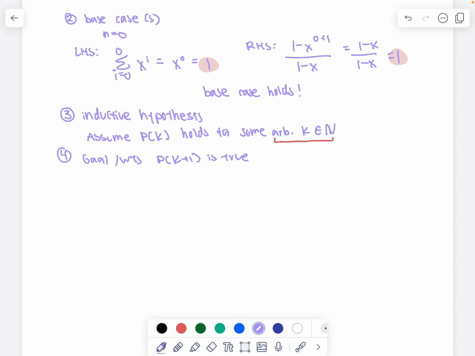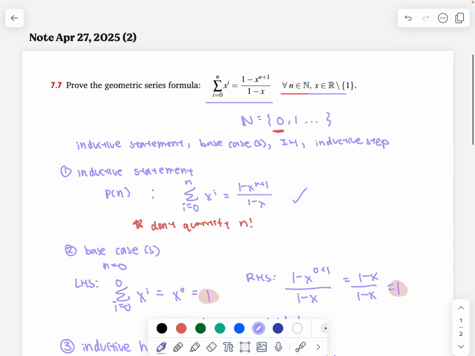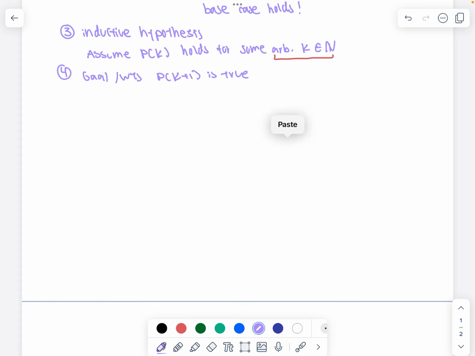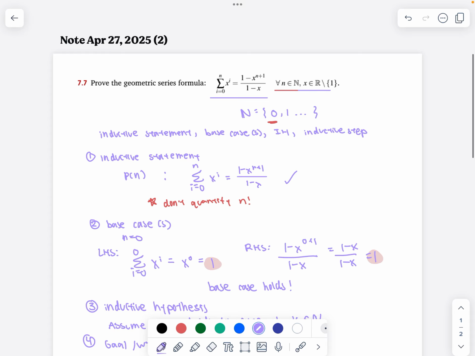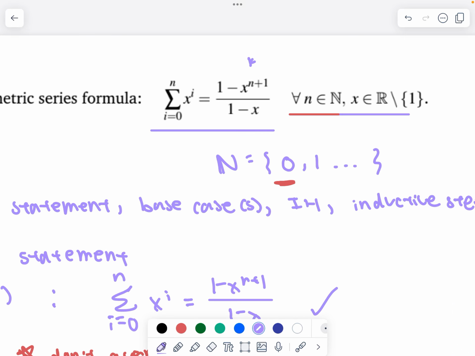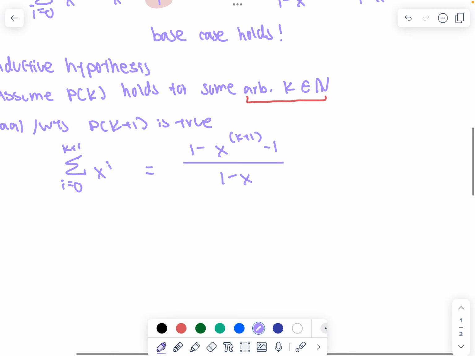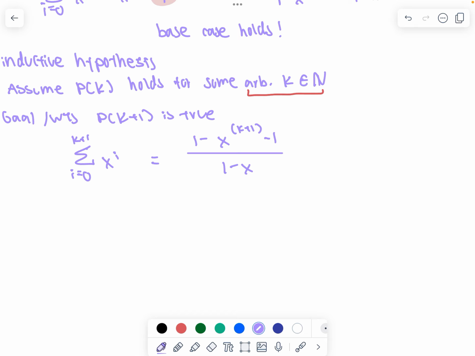Going back to our geometric series formula, this means we want to show that the summation of i equals 0 to k plus 1 of x to the i equals 1 minus x to the k plus 1 minus 1 over 1 minus x. This is directly taken from the geometric formula, where we're plugging in k plus 1 for n in all the spots that we have n. It might help to simplify this right-hand side a little further.